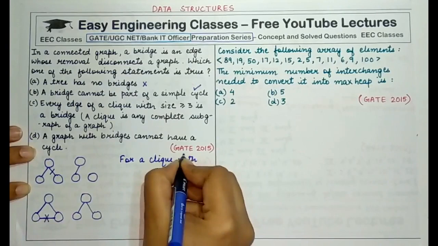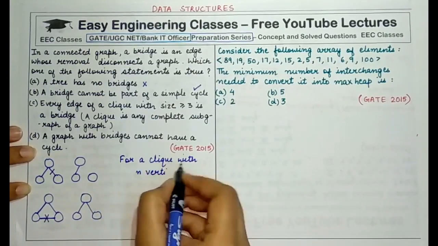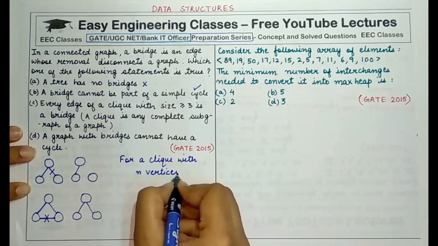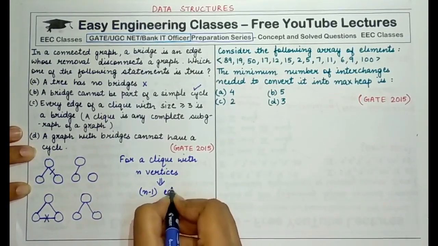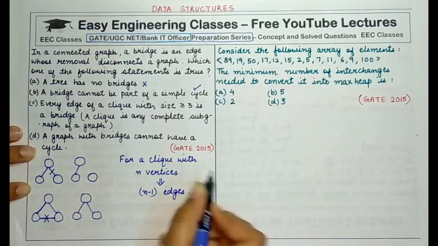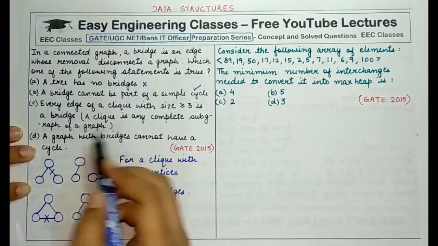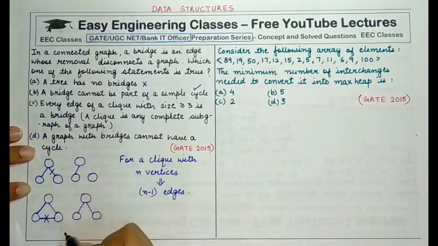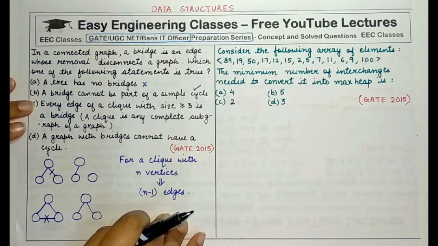with n vertices, since it is a complete subgraph of a particular graph, you will require n minus 1 edges to disconnect this graph. Therefore, every edge of a clique is a bridge is not correct, because, just as we said in the previous part, removal of any particular edge would not disconnect the graph. Therefore we can't say that every edge is a bridge edge.